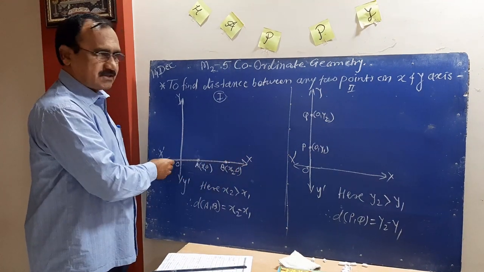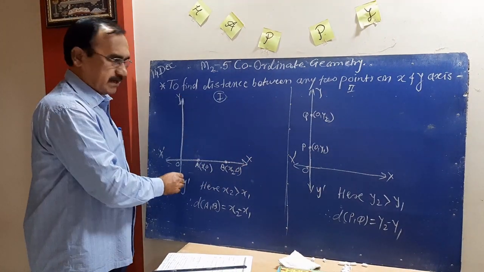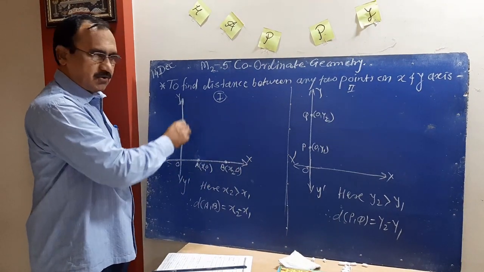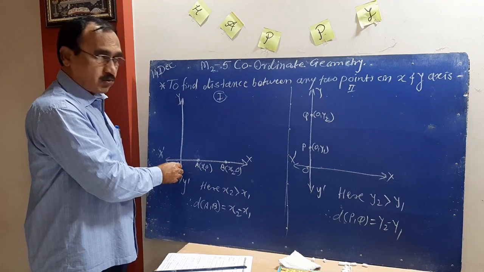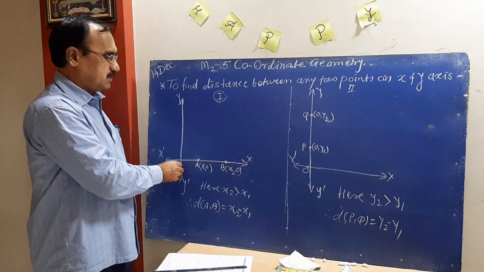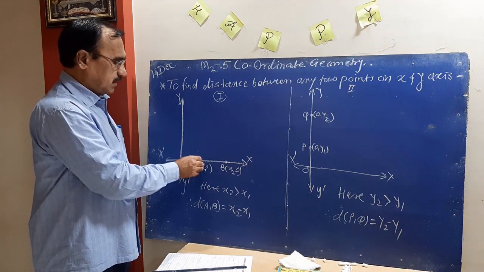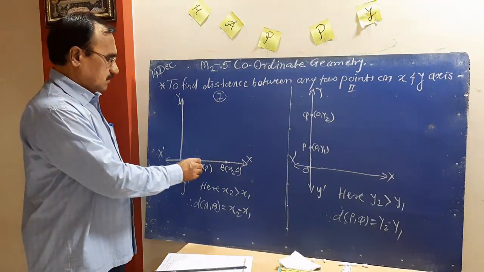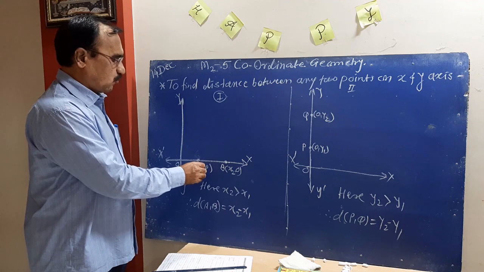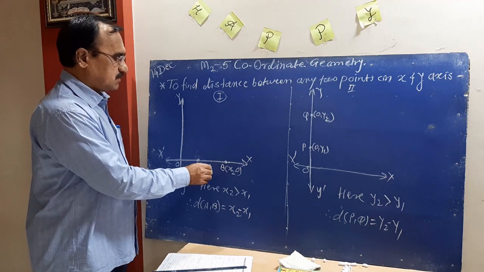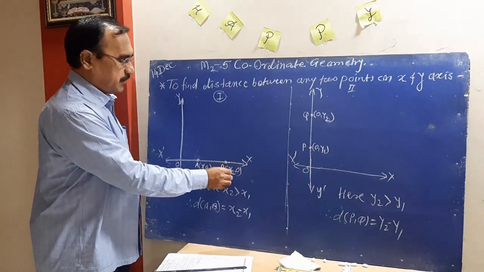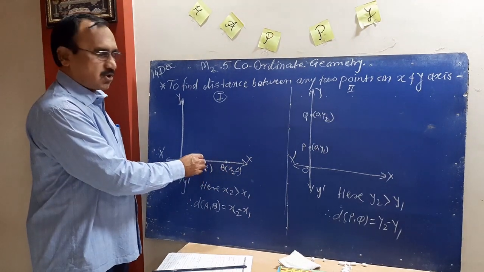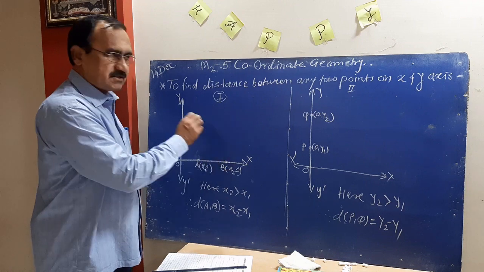This is the x-axis and this is the y-axis. The name of the x-axis is x dash, and this will be y dash, and O is the origin, the coordinate of the origin is 0, 0. Here points A and B lie on the x-axis. The coordinate of point A is x1, 0, and the coordinate of point B is x2, 0. That means the y coordinate on the x-axis is 0.